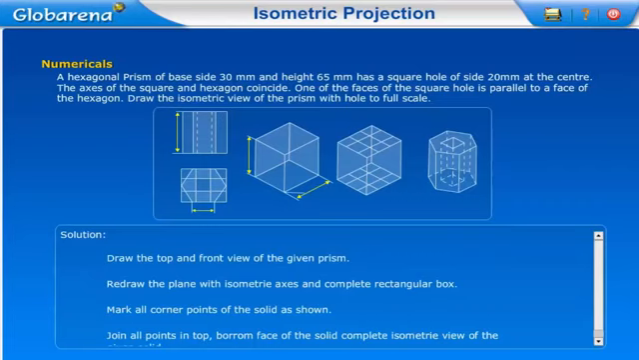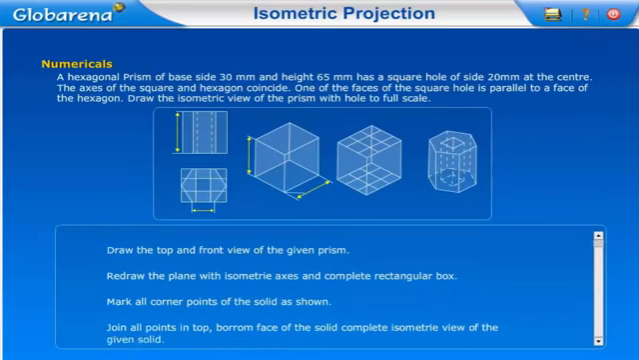2. Solution. Step 1. Draw the top and front views of the given prism. Step 2. Redraw the plane with the isometric axis and complete the rectangular box. Step 3. Mark all the corner points of the solid as shown in the figure. Step 4. Join all the points in the top and bottom faces of the solid and complete the isometric view of the given solid.